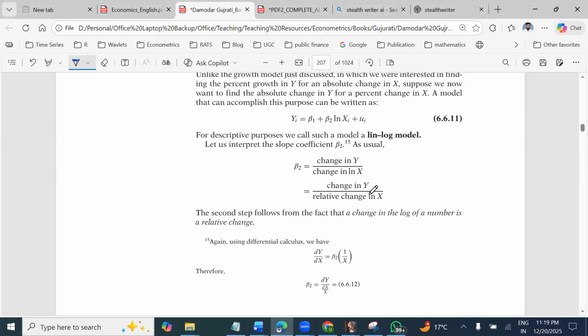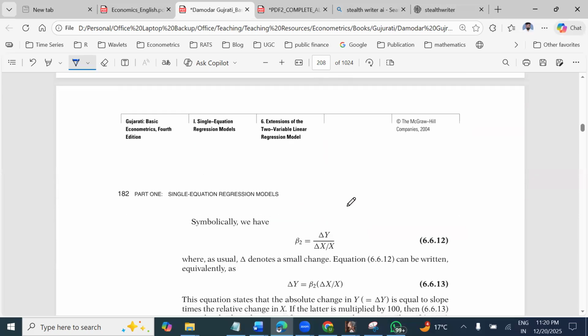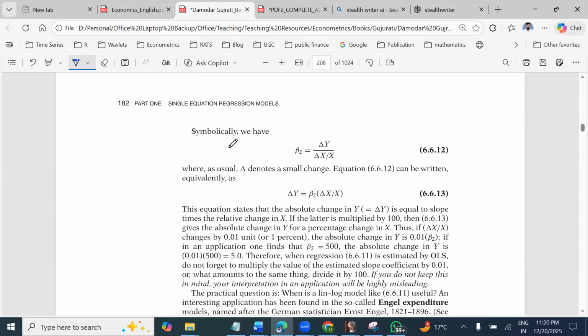Lin-log model, what you should know here. Your independent variable is in log form and your dependent variable is in linear form, meaning original form. There is no log. So for this beta 2, you have to know the interpretation of this slope coefficient. It is clearly written over here, and directly it is saying how you will interpret beta 2.